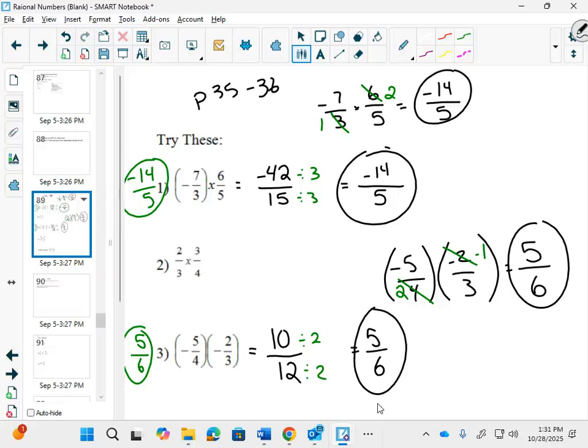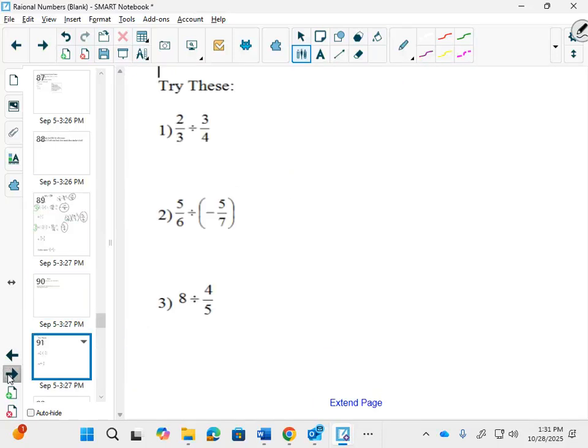Next, we're going to skip ahead. So in your notes package, I want you to turn to page 37. And we get the divide ones. Question is, do you remember the rule for dividing? Keep, change, flip. So if you're dividing fractions, you keep the first one, you change the sign to multiplying, and flip the second one.